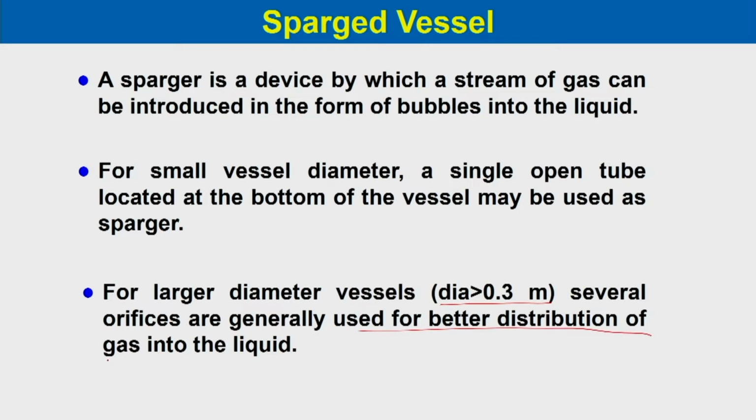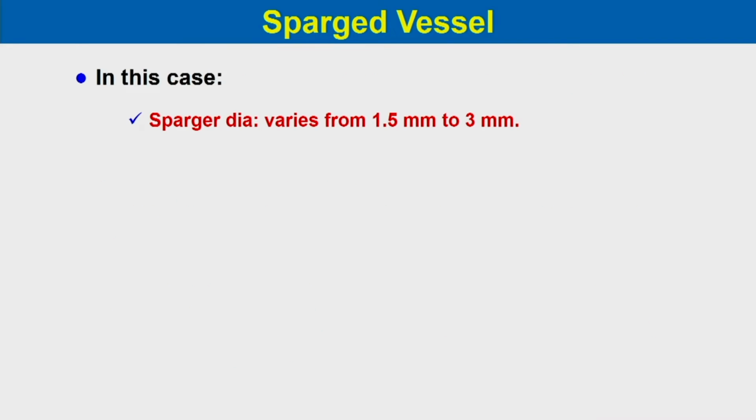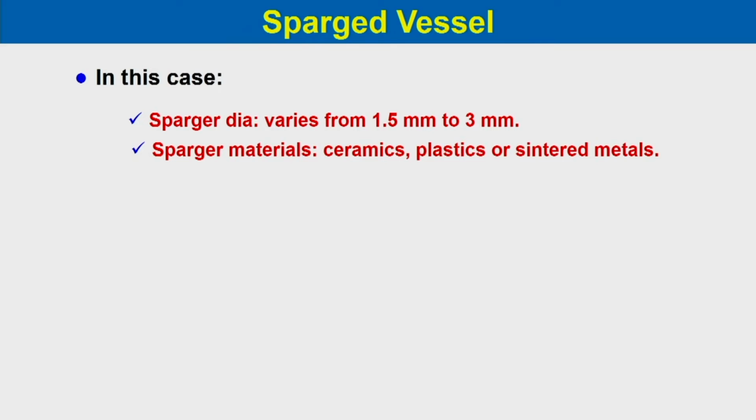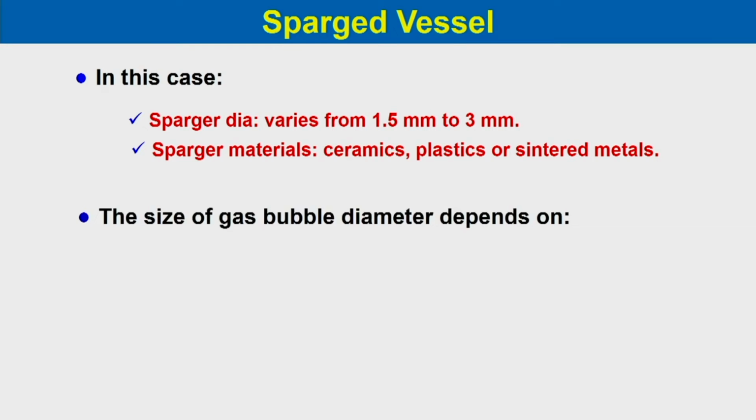So, in most of the equipment you will see in refineries, or for distillation or in absorbers, the diameter of the column is usually greater than 0.3 meter, and several orifices are used for better distribution of gas into the liquid. So, in this case the sparger orifice diameter varies from 1.5 millimeter to 3 millimeter. Sparger material is generally ceramic, plastic or sintered metals, and the size of the bubble diameter depends on the following factors: the flow rate through the orifice.